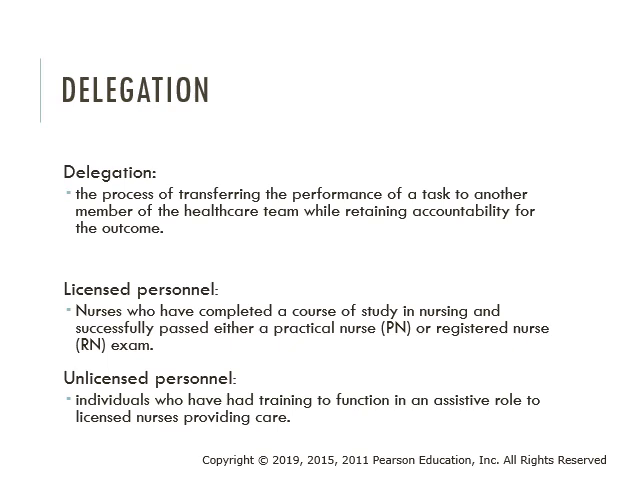accountability for the outcome. So in the delegation situation, there's going to be licensed personnel, and those individuals are nurses who have completed a course of study in nursing and successfully passed either a practical nurse or registered nurse exam. And there could be unlicensed personnel who are individuals who have had training to function in an assistive role to licensed nurses providing care. There will be times when you are the registered nurse delegating care to a LPN, a licensed practical nurse, and there could be times when you are delegating care to an assistive personnel.